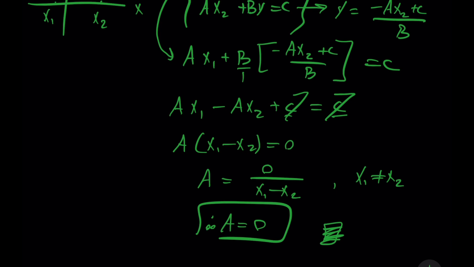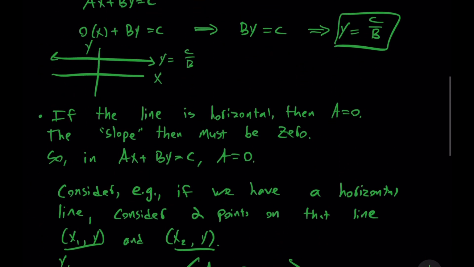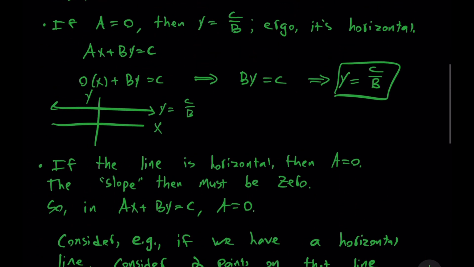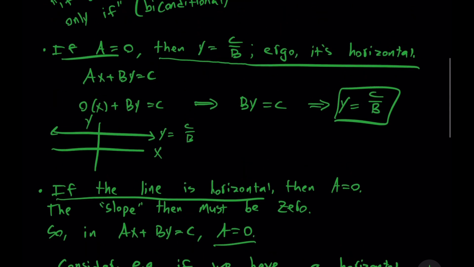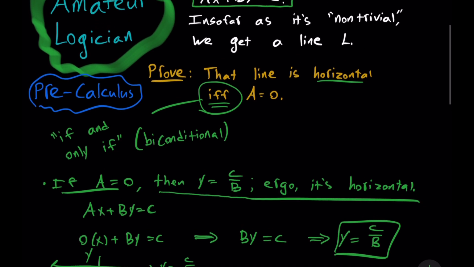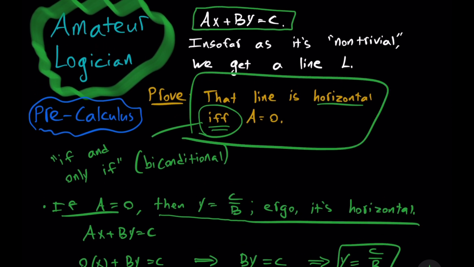So we proved this both ways. On the one hand, if a is equal to 0, then we get y is equal to c over b, and that's horizontal. And also, if the line is horizontal, then a is equal to 0. So we proved our statement that the line is horizontal if and only if a is equal to 0.